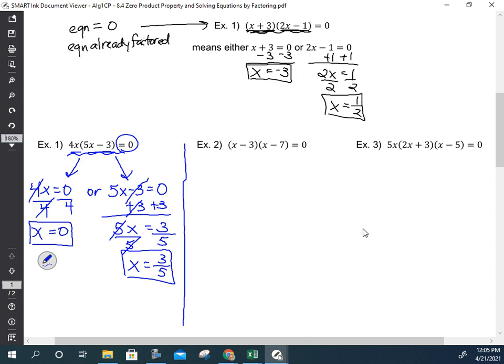Alright, let's do example 2. Same rules apply. Is this equal to 0? Is it already factored? Already factored. Equal to 0. Split it apart. You don't have to put the word or in between, I don't care. So there's our two equations. How do we solve the first equation? Add 3.